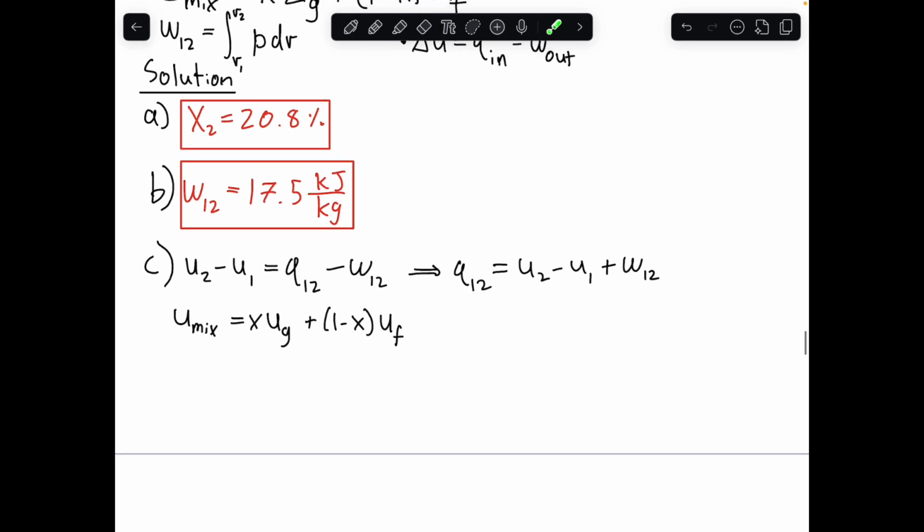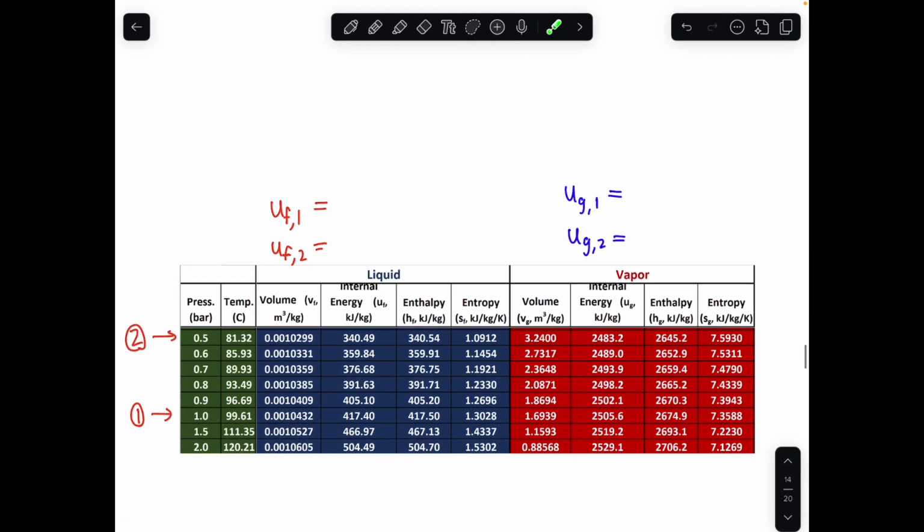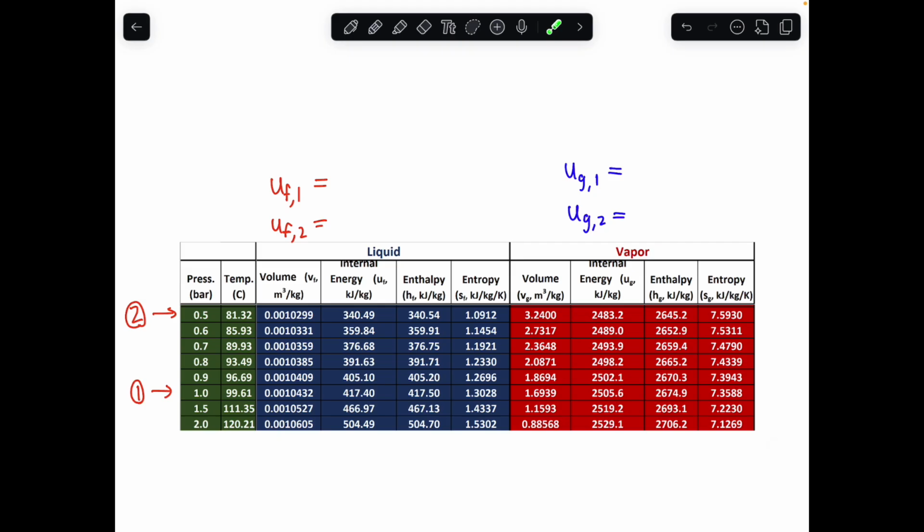And we can do that just by taking them from the tables. So let's scroll down to the tables here. Remember, since we're in the saturated liquid-vapor mixture range and we know the pressure, we can just use these tables organized by pressure here. So at state 1, we have 1 bar, and at state 2, we have 0.5 bar. So these are going to be the values that we care about here, just these ones in the tables. So we can just write down the values that we care about. So the uf at state 1 is going to be this value here for 417.4 kilojoules per kilogram.